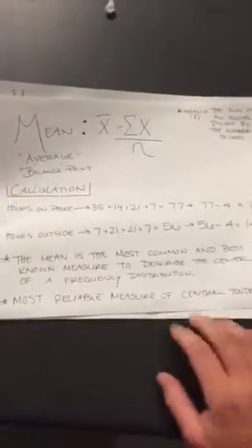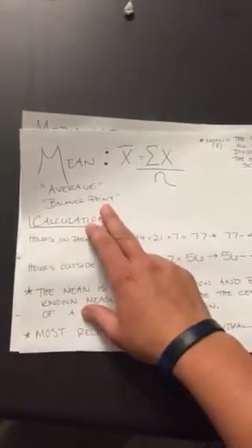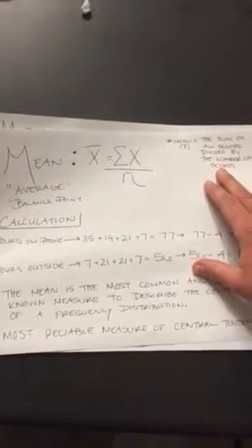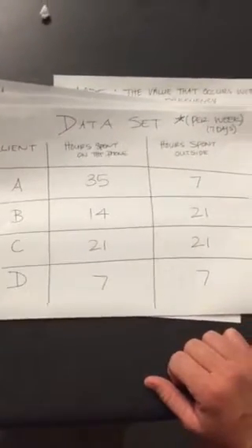The mean. The mean is also known as the average or the balance point. The mean is the sum of all scores divided by the number of scores. For instance, here is a data set that I made up that tracks the hours spent on the phone per week by the hours spent outside per week.